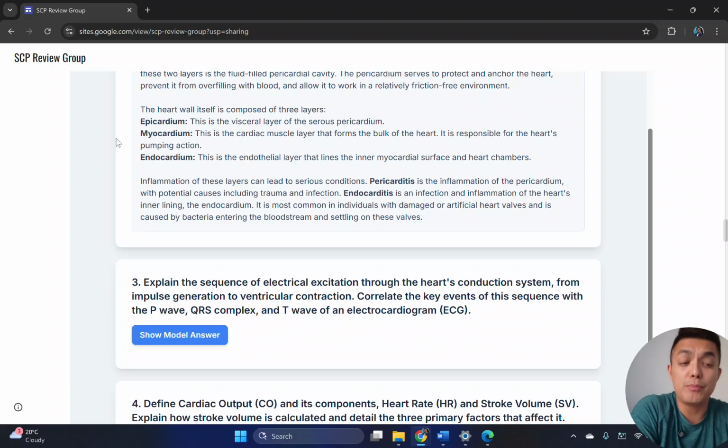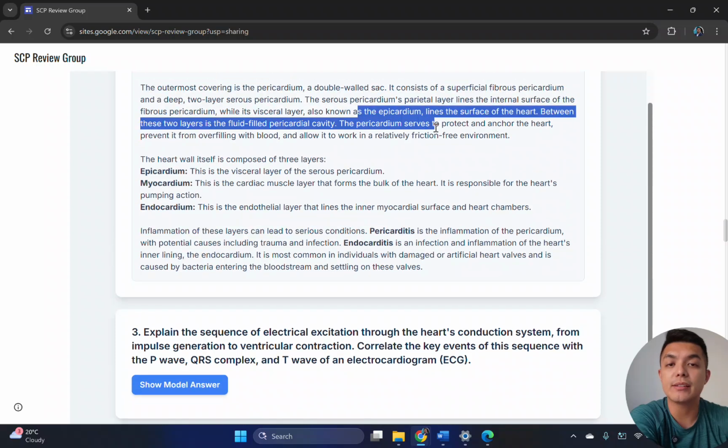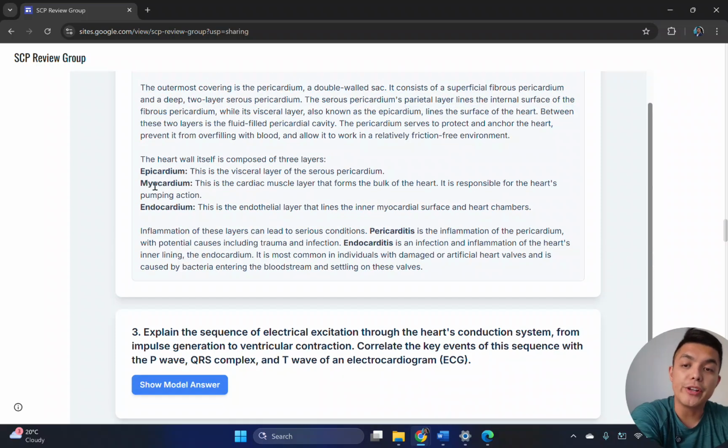And the heart wall itself is composed of three layers. The epicardium, which is the visceral layer of the serous pericardium, which we've discussed here. Next is the myocardium. This is the cardiac muscle that forms the bulk of the heart. It is responsible for the heart's pumping action. And by the way, if you want a more detailed explanation on the myocardium and how it pumps and the action potential involved, including the exchange of ions, just comment down below if you want a similar video detailing that, and we will endeavor to make one.